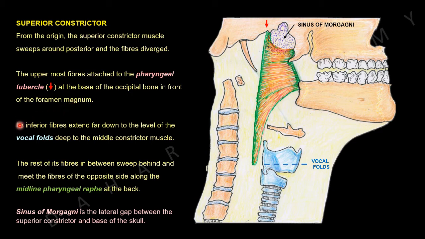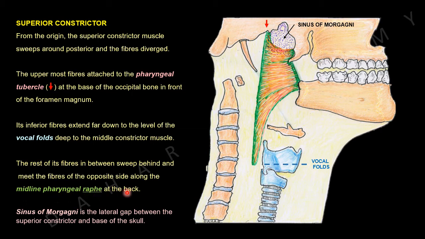Its inferior fibers, that is the inferior fibers of the superior constrictor, extend far down to the level of the vocal folds, deep to the middle constrictor muscle. Now, this comes down right up to the vocal folds, because like cups stacked one inside another, this one will be inside the middle constrictor muscle. The rest of the fibers in between sweep behind and meet the fibers of the opposite side along the midline pharyngeal raphe at the back.